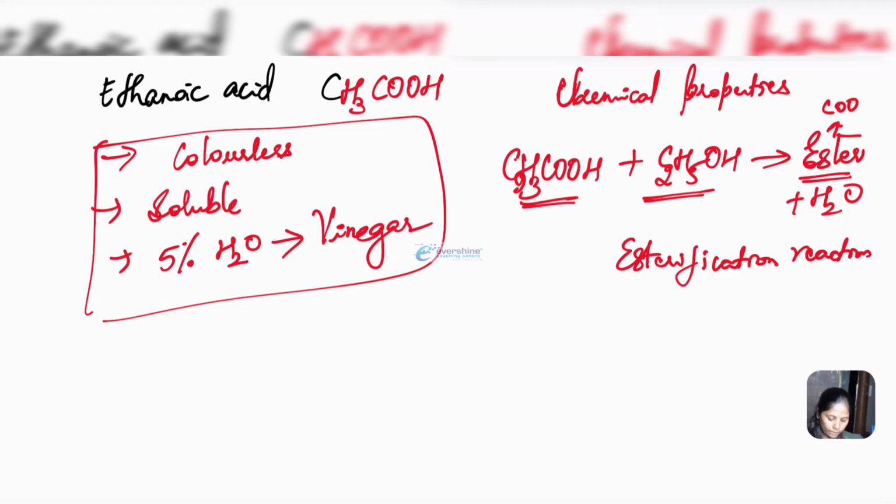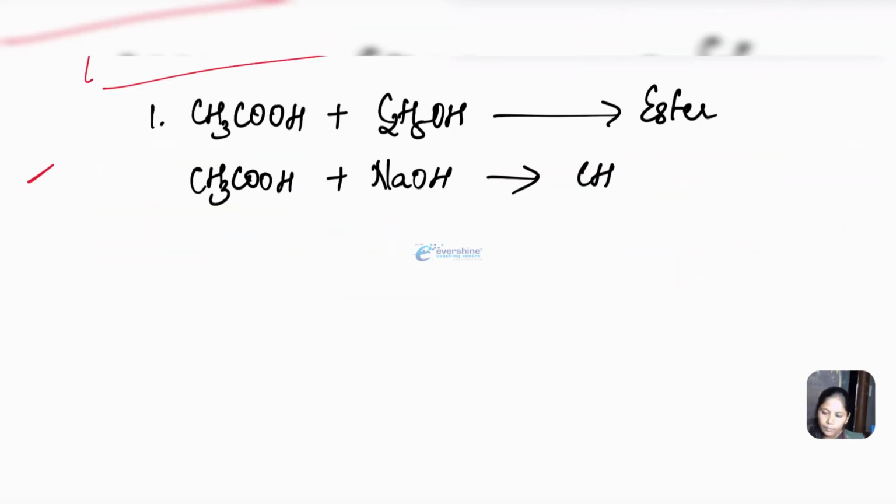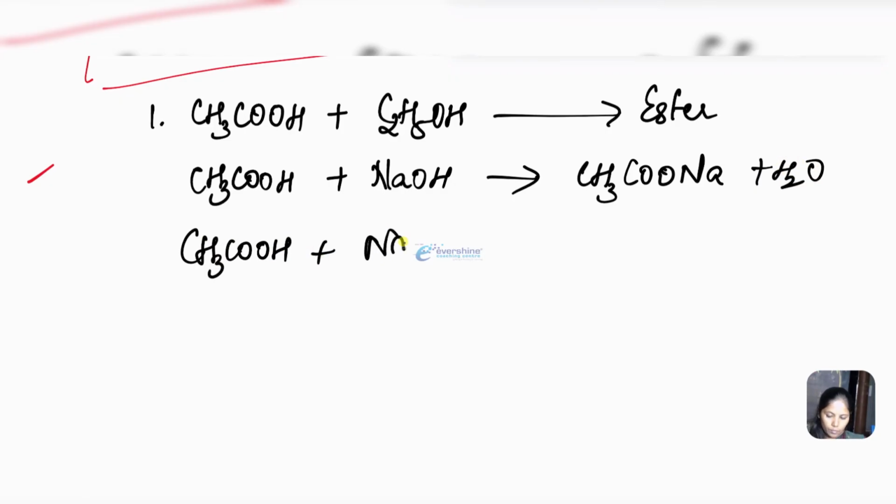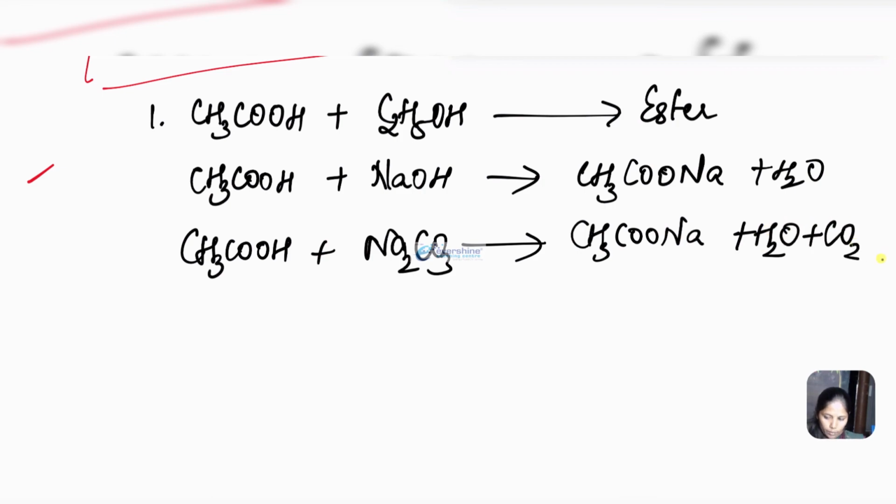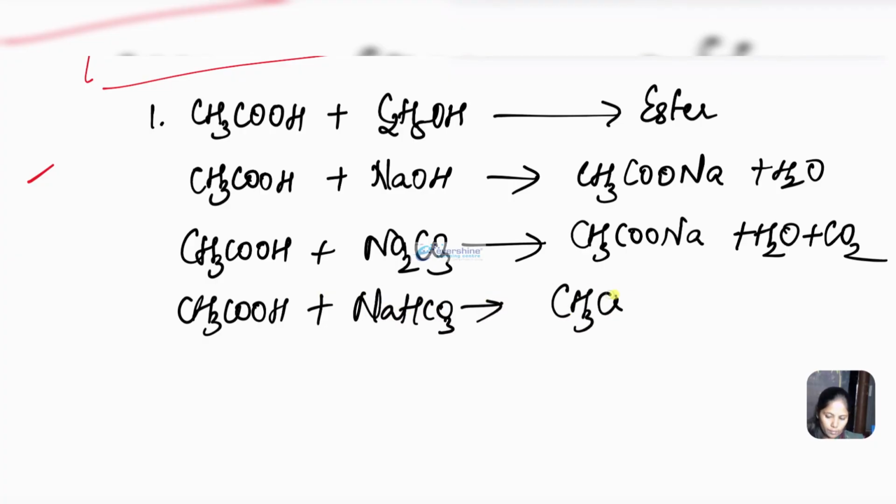Then it will form CH3COONa, sodium ethoxide, plus water. When you take ethanoic acid and add some washing soda to it, it will form sodium ethoxide plus water plus carbon dioxide. When you take acetic acid and add some baking soda to it, it will form sodium ethoxide and it will liberate water and carbon dioxide gas.